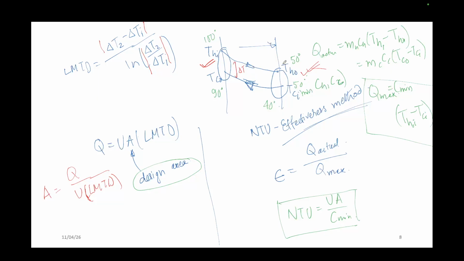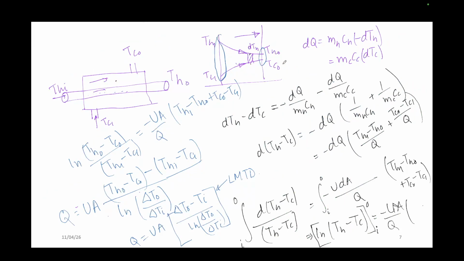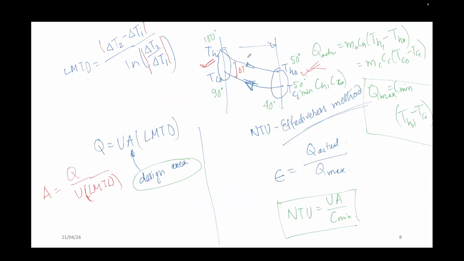So this LMTD derivation that we have derived is basically from the parallel flow, right? If you recall how we derived this, we derived it from the parallel flow. But in the case of counter flow or cross flow, what will we observe in the case of counter flow?